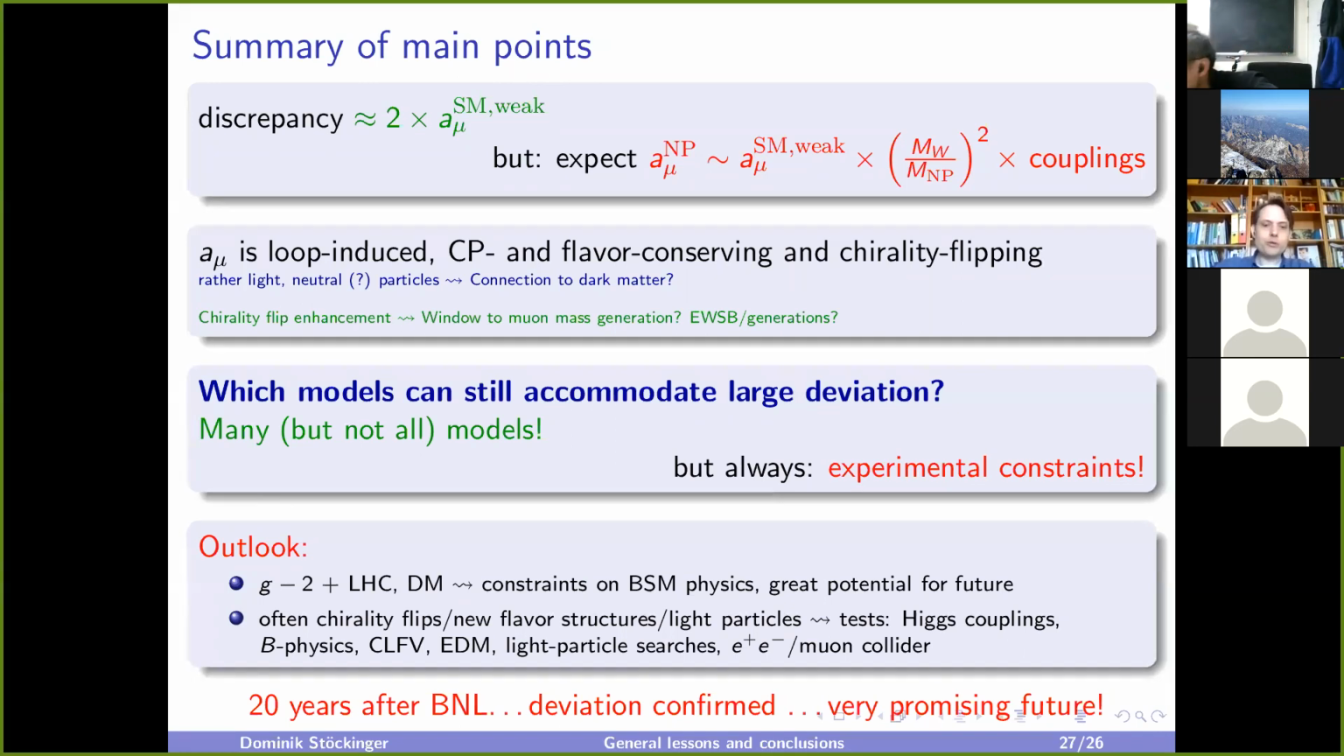And from the structure of the models, you can also see that many other experimental tests are possible. Higgs coupling measurements are important; obviously, they also test the muon mass generation mechanism. B physics measurements are important. Charged lepton flavor violation measurements are important. EDM measurements, light particle searches, and ultimately, it would be fantastic to have e+e- or even muon colliders to further test and maybe discover those particles relevant for g-2.